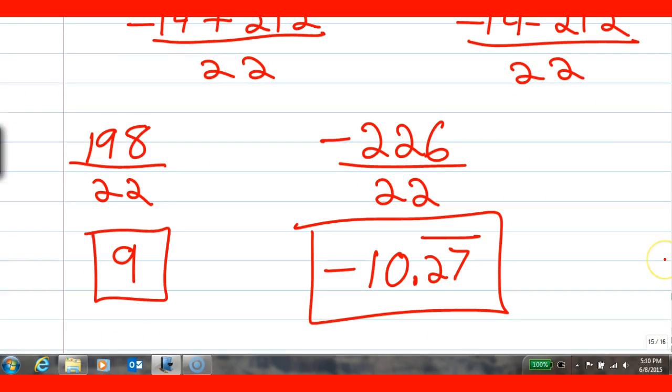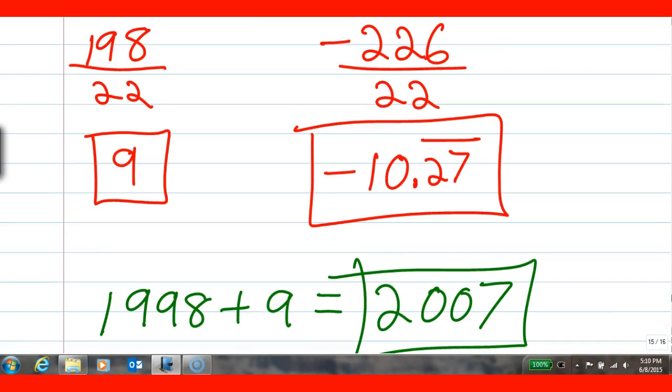Let's pull this down. So these simplify to 198 divided by 22, which is 9, and a negative 226 divided by 22, which comes out to a negative 10.27 with a repeat bar. I have 27 that continues to repeat, so I used a repeat bar.